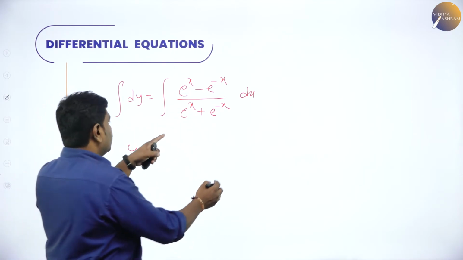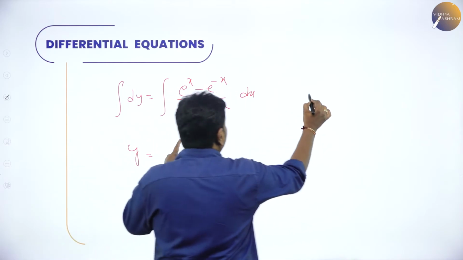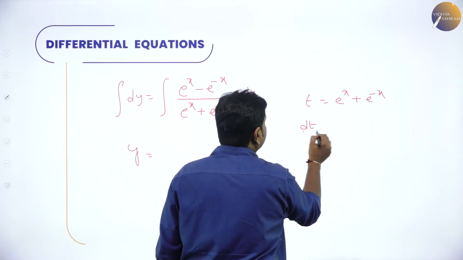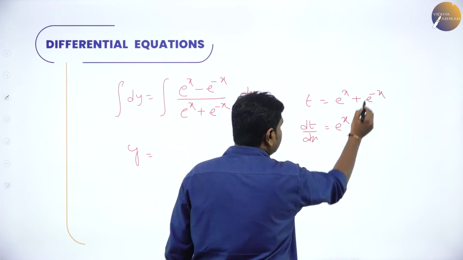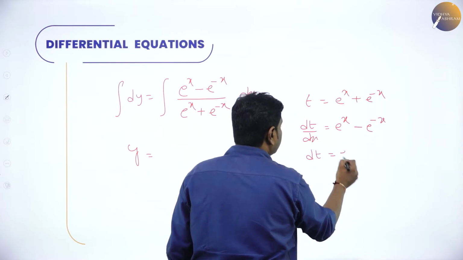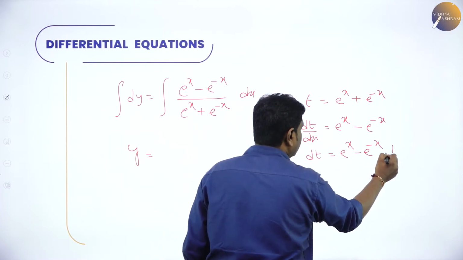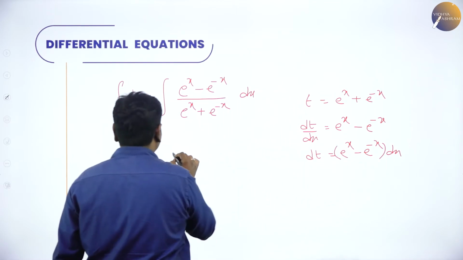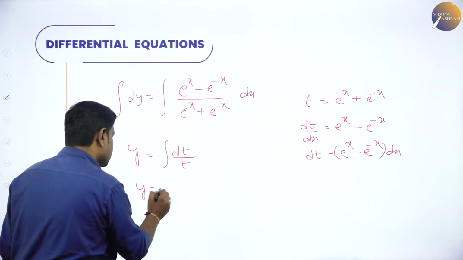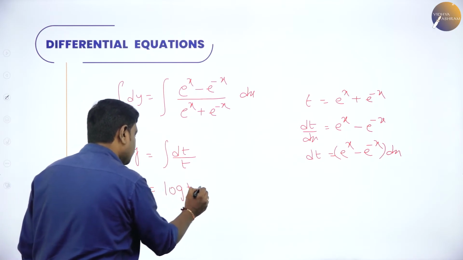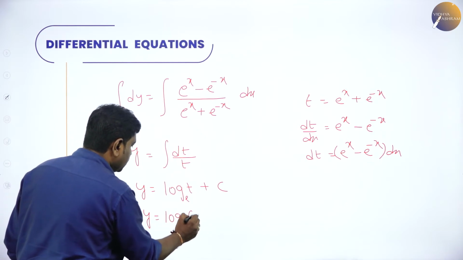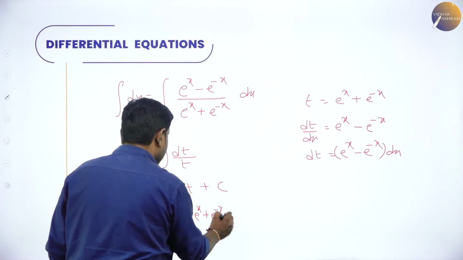Log f of x. See here, put t is equal to e^x + e^-x. What is the differentiation? dt by dx is the derivative of e^x, which is e^x, and the derivative of e^-x is minus e^-x, so dt is (e^x - e^-x) dx. So now this will become integration of dt by t, that is log t plus c, that is log of (e^x + e^-x) plus c.